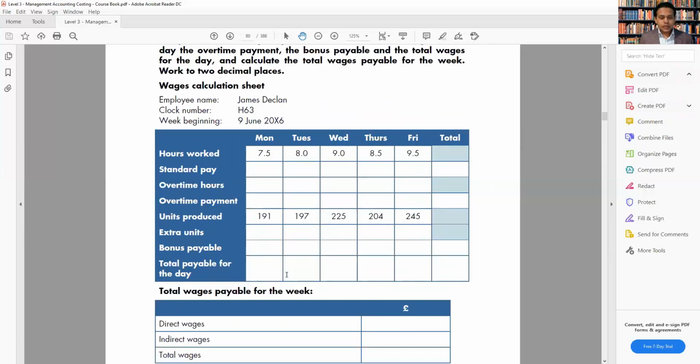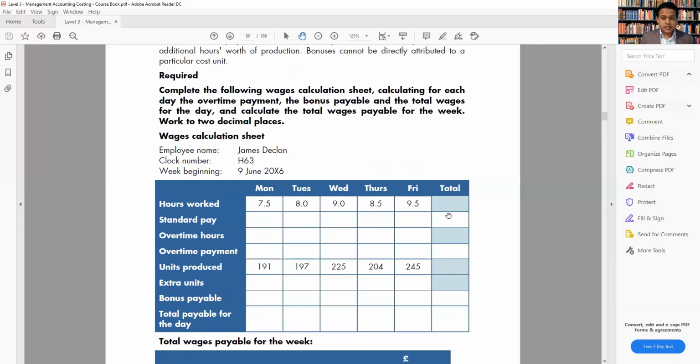So let's start with the first. You have Monday, Tuesday, Wednesday, Thursday, and Friday. Total standard pay. So hours worked, then standard pay, overtime hours, overtime payment, units produced, extra units, bonus payable, total payable for the day. Okay, let's start with the first one.